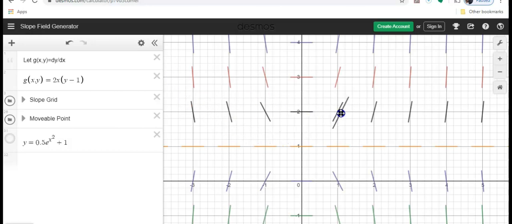So when I put it right on top of that ordered pair we were just discussing, we see the slope of positive 2. Then I can bring it up to this point here at (0, 3), and if I get it close enough, I see that horizontal segment show up.